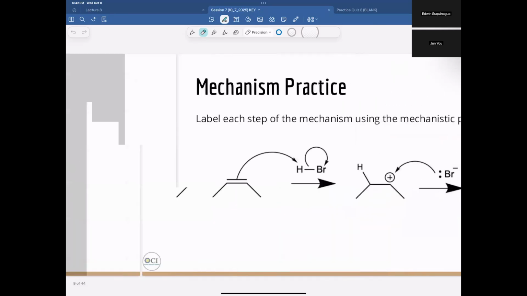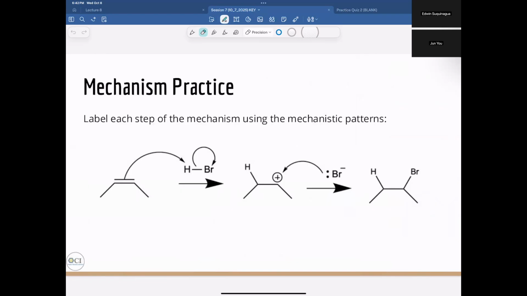And do some mechanism practice. We'll have y'all label each step of the mechanism using those four patterns. All right, let's go over it. This shouldn't take you very much time. It's just recognizing the patterns and writing them down.